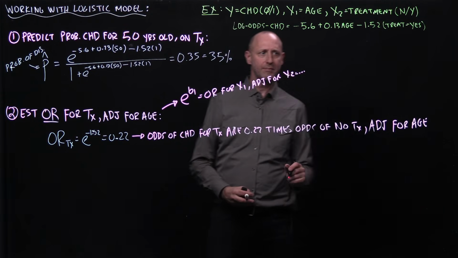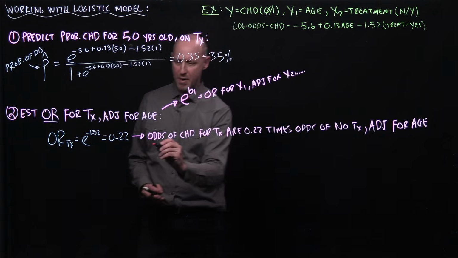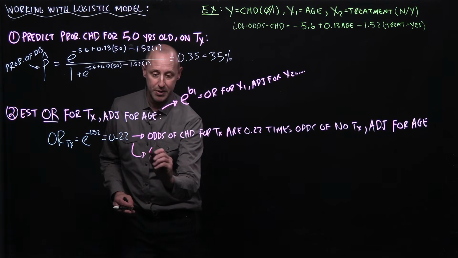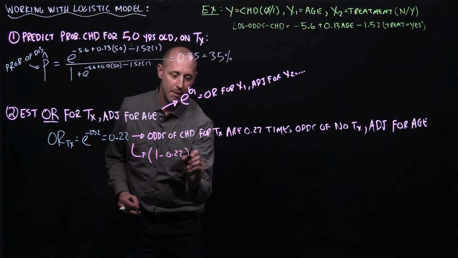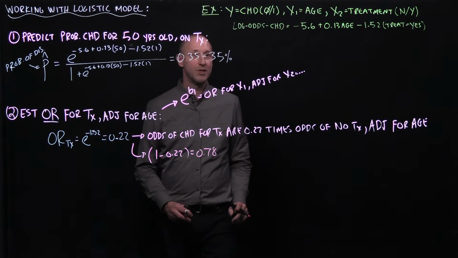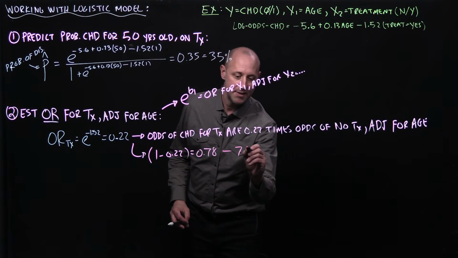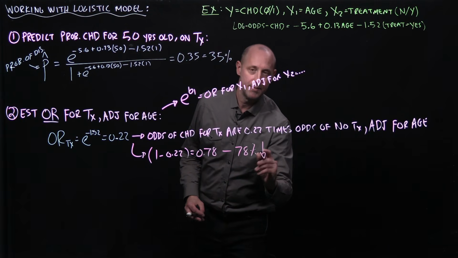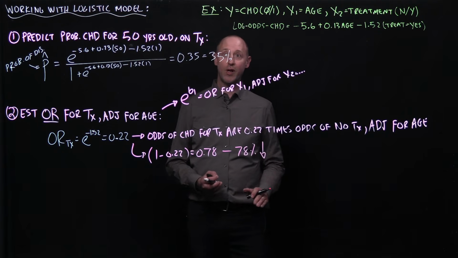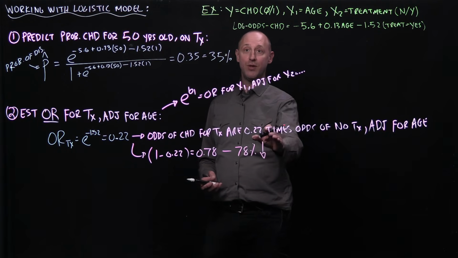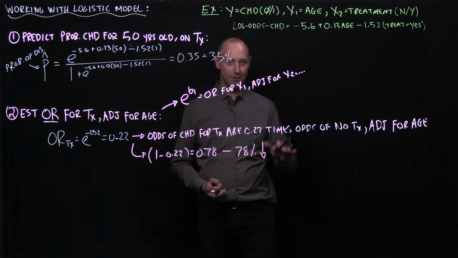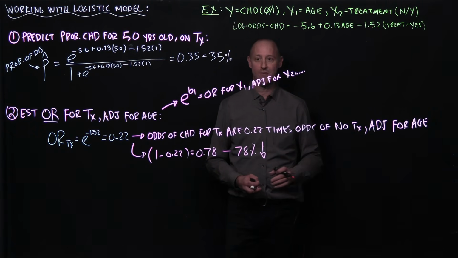Also a reminder, we saw we can subtract 1 from these to interpret them as percentage changes. So this would come up to 0.78. So we can think of that as a 78% decrease. To say that in words, the odds of coronary heart disease for those who are receiving treatment are 78% lower than the odds of those who aren't. So it has a really big decrease in the odds of CHD.